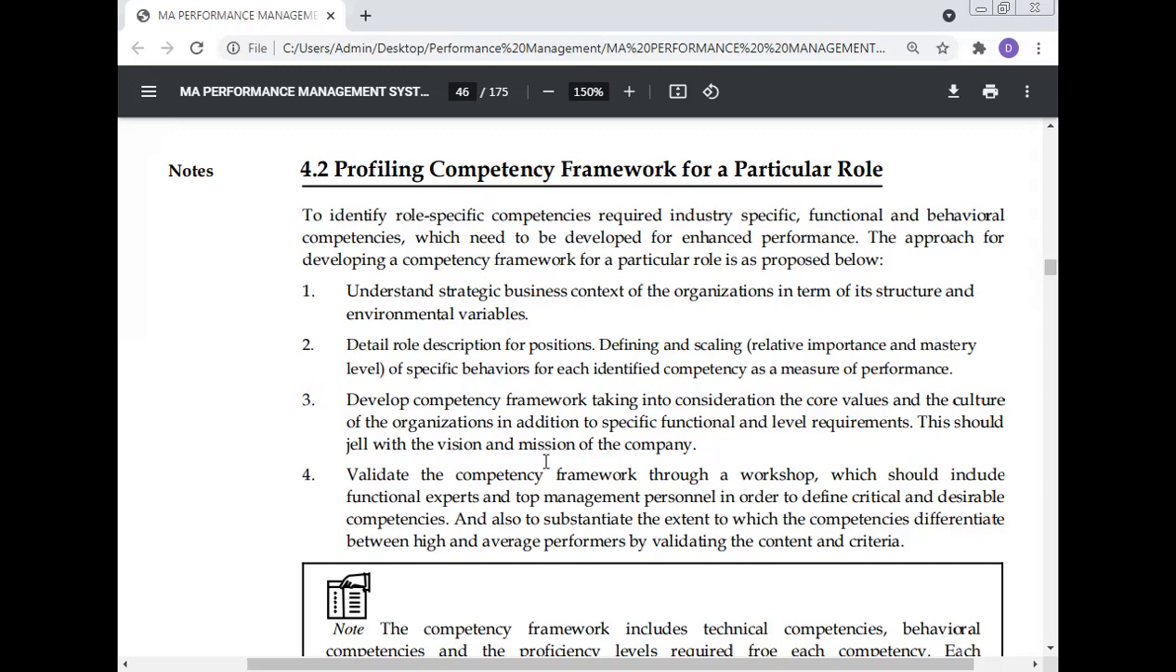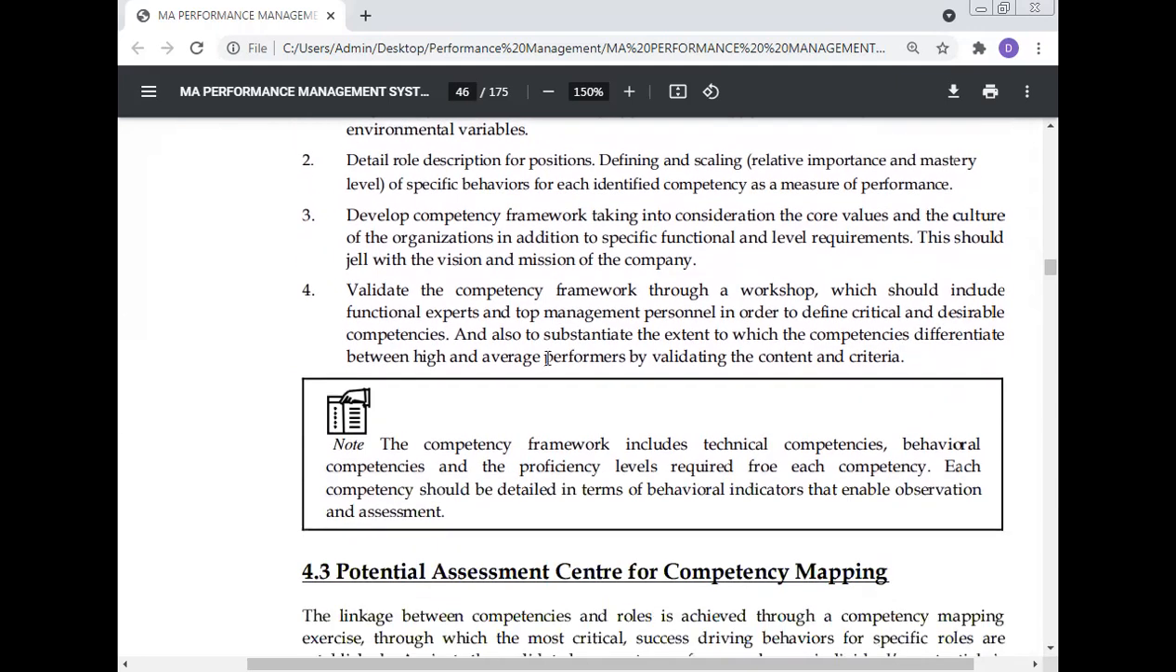What is the vision of the company? What is the mission of the company? And that must gel with the vision and mission of the company. Validate the competency framework through a workshop, which should include the functional experts and top management personnel in order to define the critical and desirable competency, and also to substantiate the extent to which the competency differentiates between high and average performance by validating the content and criteria.